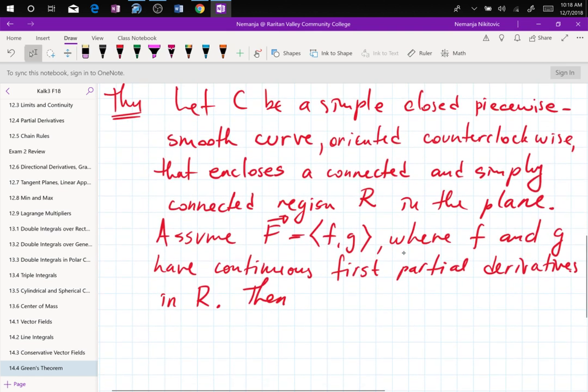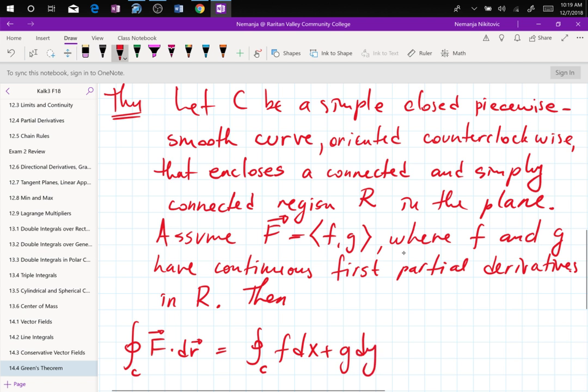then, and here is the theorem, we put the closed circle there, we talked about it, the line integral of F dot dr, don't forget the arrows for vectors, is going to be the integral of F dx plus G dy, and this is the punchline now: the double integral of partial G partial x minus partial F partial y dA.